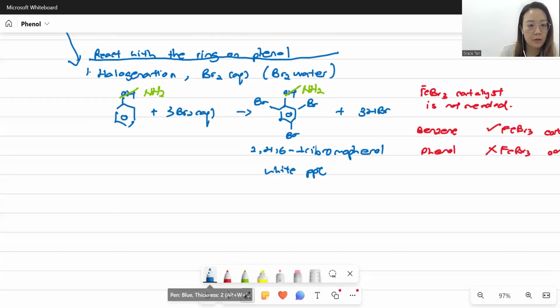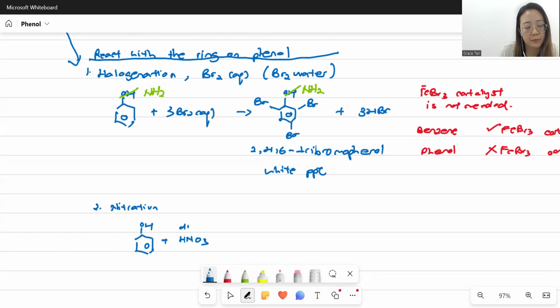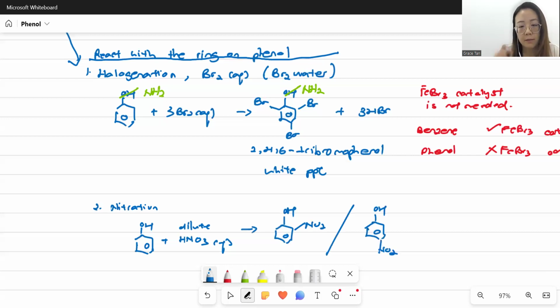Now, the second reaction on the ring is nitration. Okay, nitration. So for nitration here, we will use dilute nitric acid. Okay, so it's either dilute or aqueous. So then you will form 2-nitrophenol, or you can form 4-nitrophenol like this. Both are isomers. They are positional isomers.